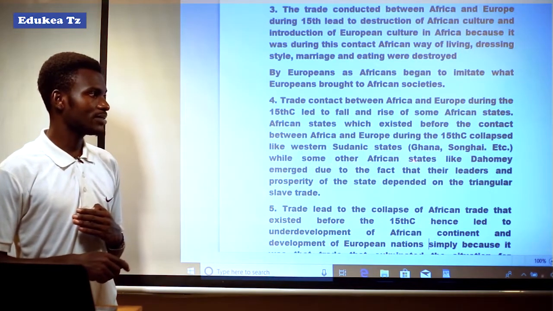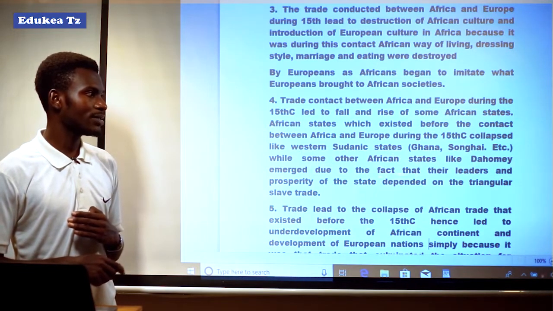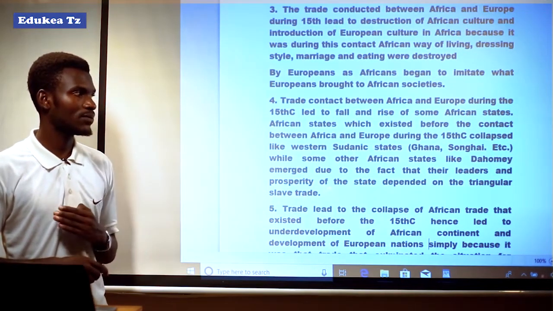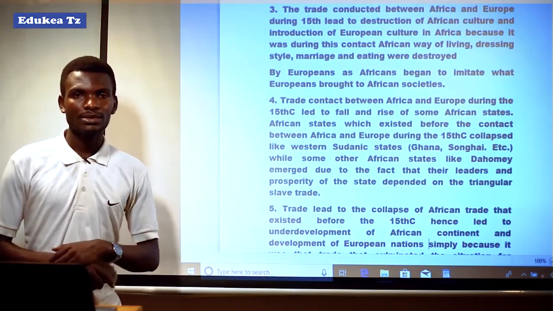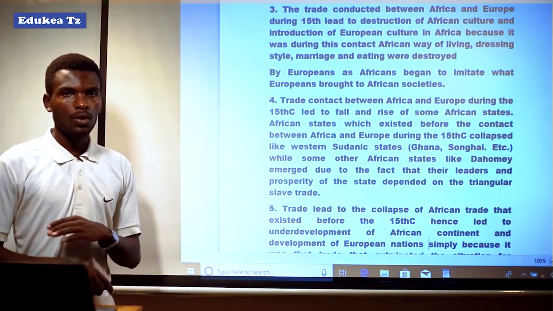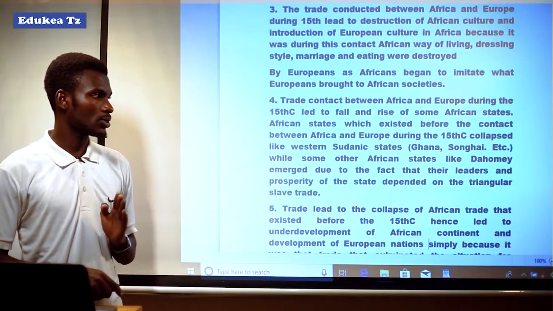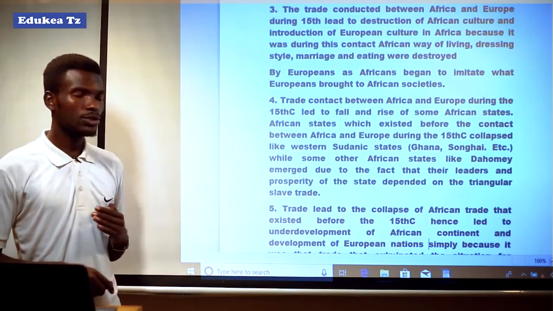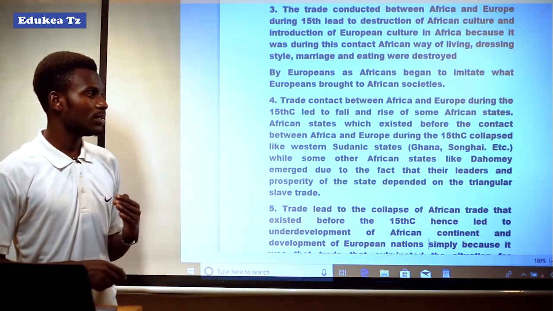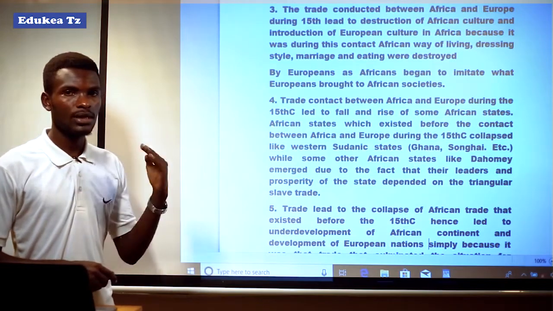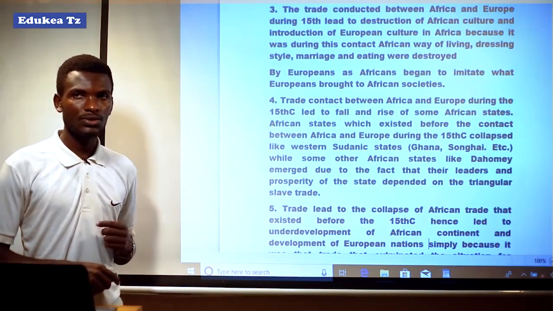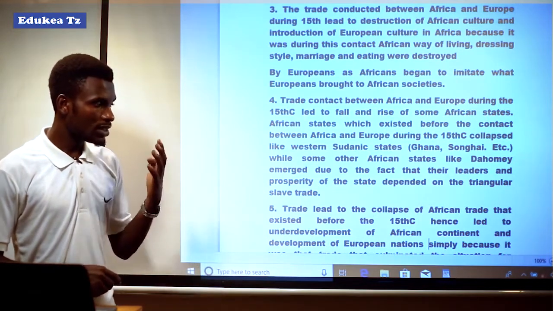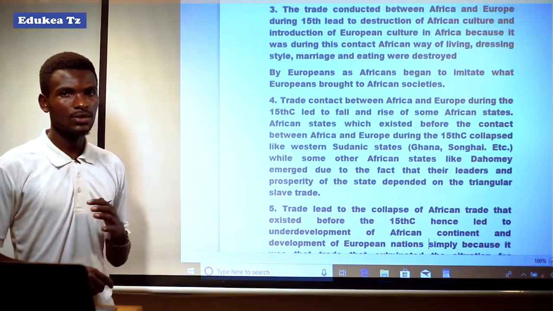While some other African states like Dahomey emerged due to the fact that their leaders and the prosperity of the state depended on the triangular slave trade. It means that some states like Dahomey rose or developed because their leaders depended on and participated fully in the triangular slave trade, whereby their leaders were slave captors and slave dealers. They were selling the slaves to the Europeans.